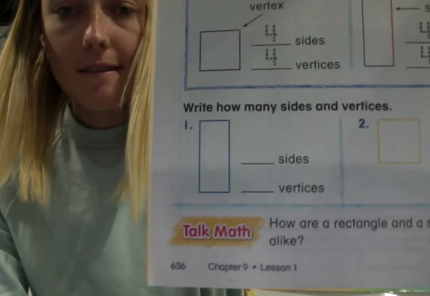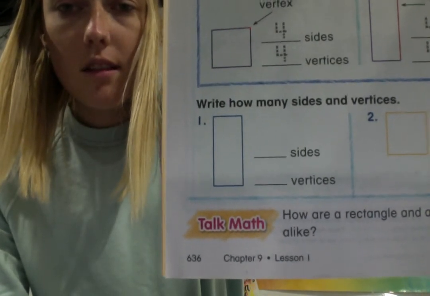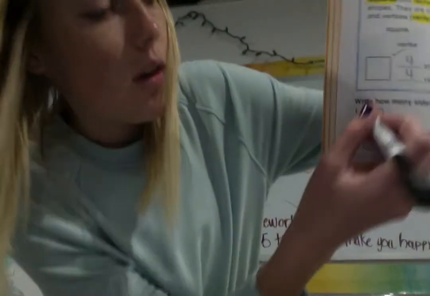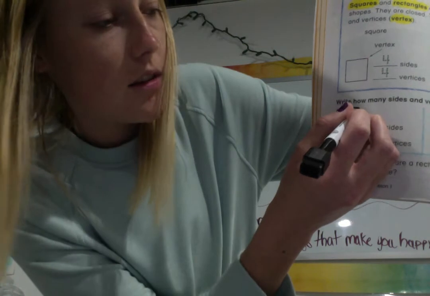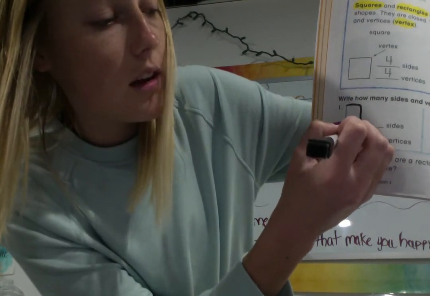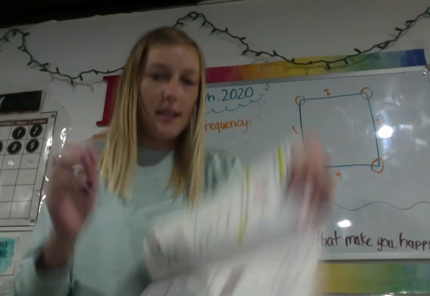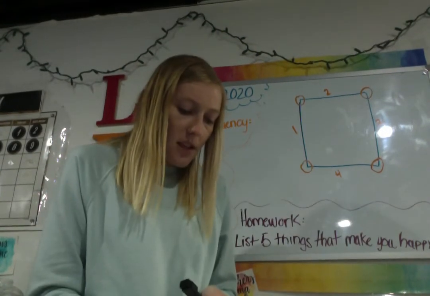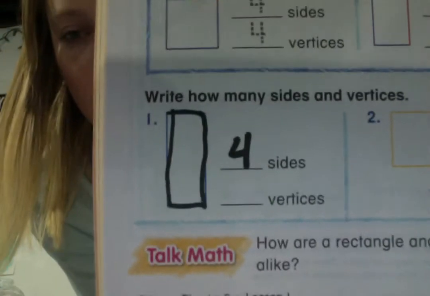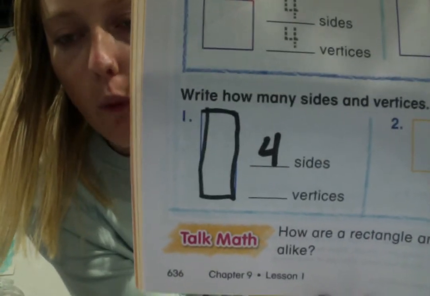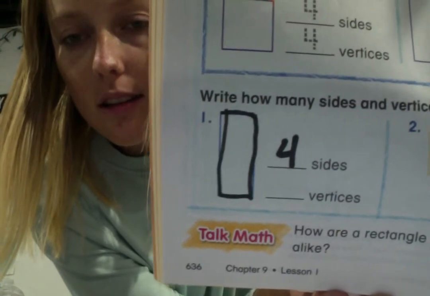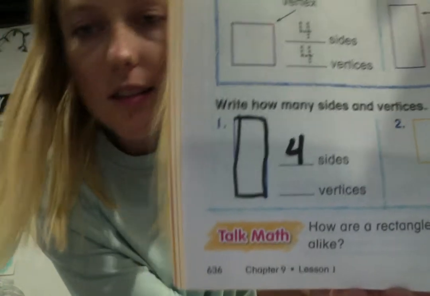Mabuba, what do you think? How many sides are there, Mabuba? Do you know? 4, yeah. Look, 1, 2, 3, 4. I made 4 lines to make that. So on that first line, you can write the number 4. There are 4 sides.